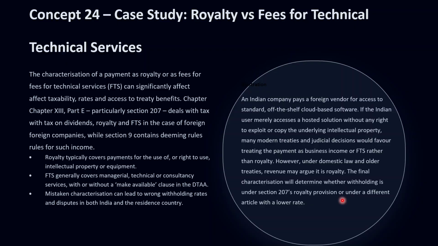So guys, section 9 contains deeming provisions for both royalty and FTS. For example, consideration for the use of intellectual property, or the right to use intellectual property, is treated as royalty. On the other hand, consideration for managerial services, technical services, consultancy services is normally treated as FTS, fees for technical services. So guys, chapter 13 part E, particularly section 207, then provides special provisions for taxation of dividends, royalties and FTS received by foreign companies.